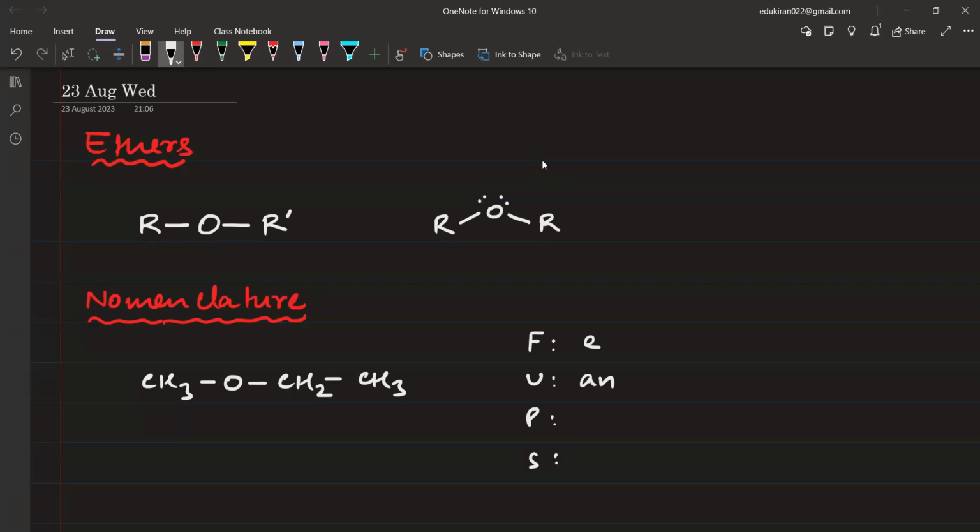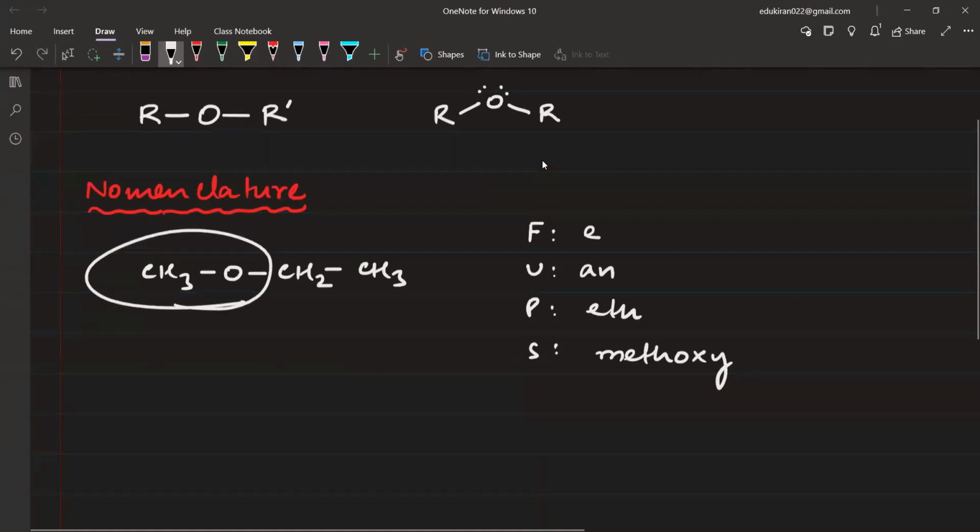Then the parent chain. The parent chain will be the longest carbon chain because we don't have a functional group or unsaturation. So it will be two carbons like this, so it is going to be eth. And what is the substituent? The substituent is whatever is remaining after the identification of parent, unsaturation and functional group. So the substituent here is OCH3, which is methoxy. Meth means CH3, oxy means the oxygen that is present. So this will be named as 1-methoxyethane. Now this is about IUPAC nomenclature.